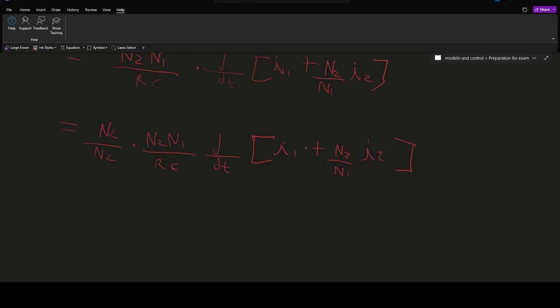But if we do this, we have, remember this is E2, N2 squared over Rc. So if you look at this, N2 squared over Rc is our magnetizing. So we are starting to get information that we care about. N2, and this part doesn't change.